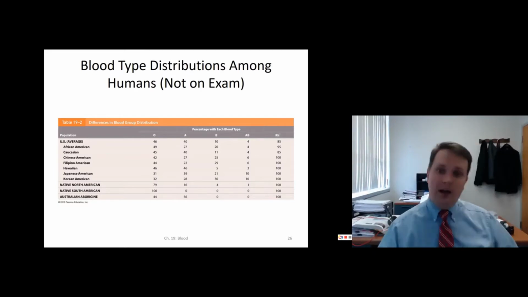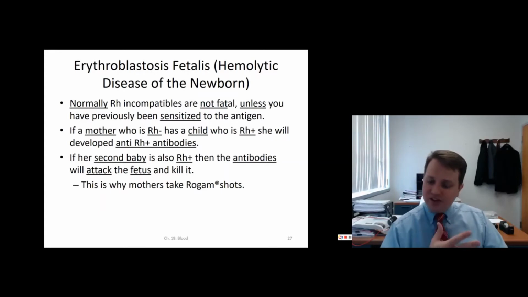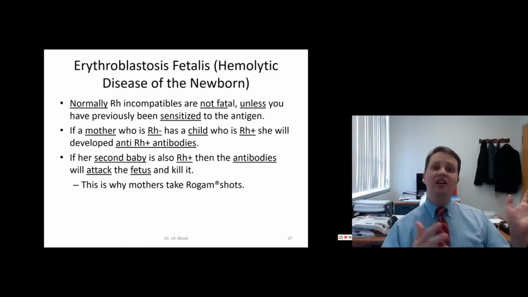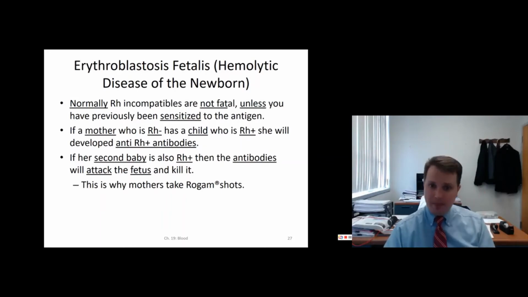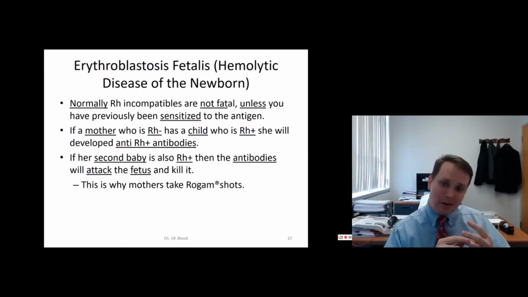Now, normally an Rh incompatibility is not a fatal thing. It is not something you have to worry about unless you've been sensitized to it. That means you have to be an Rh negative individual who gets exposed to Rh positive, then you will make antibodies against it, and the second time you see Rh positive, you will attack it.